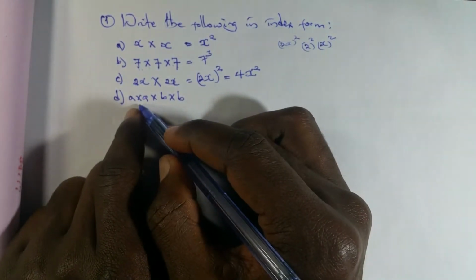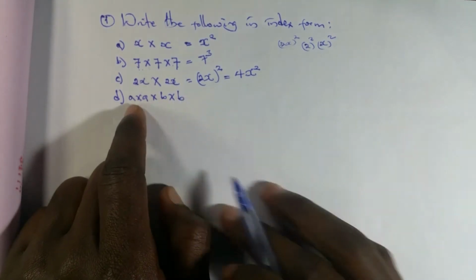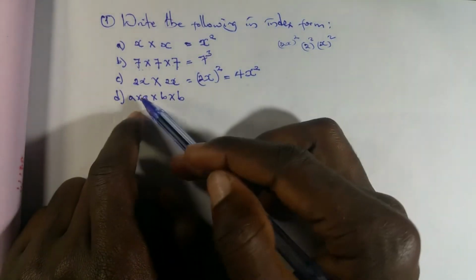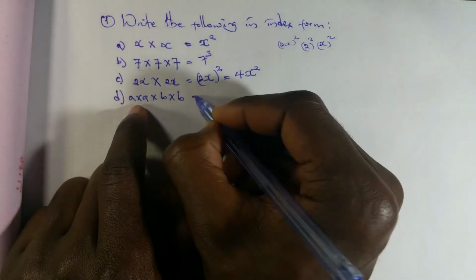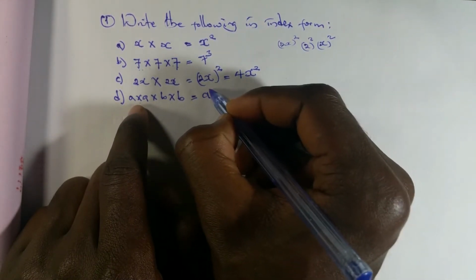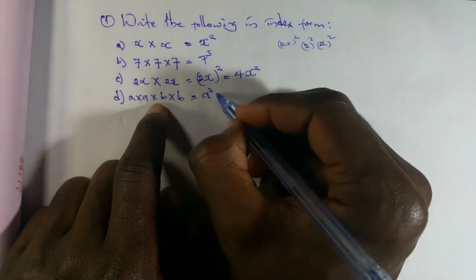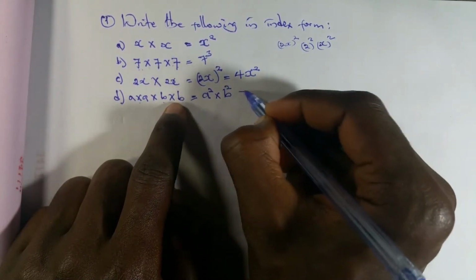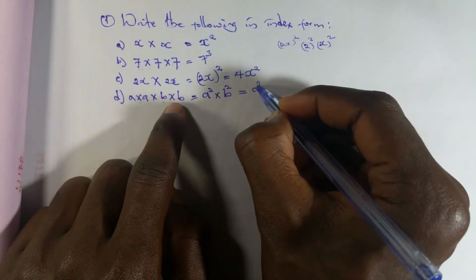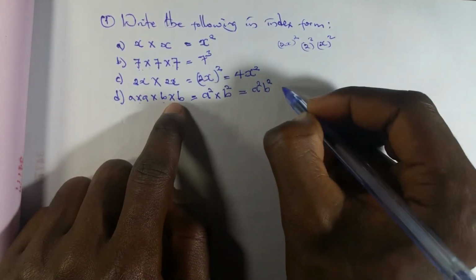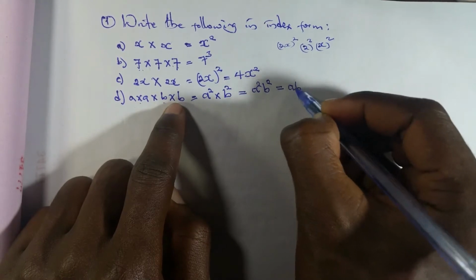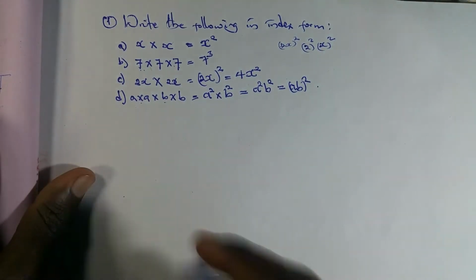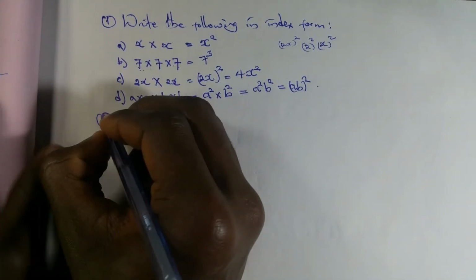Then here we can see that we will be collecting like terms, but writing them in index form. So we have a multiplying itself once, and b multiplying itself twice, so that means we are going to have a times b to the power 2. You can write it as ab squared. So I think that's enough. Let's check another group.